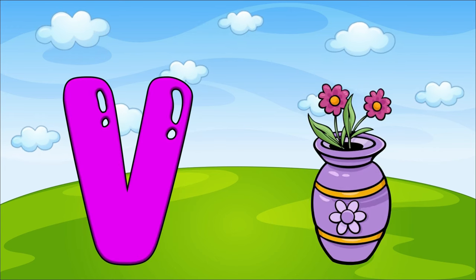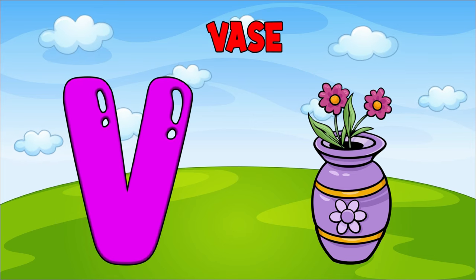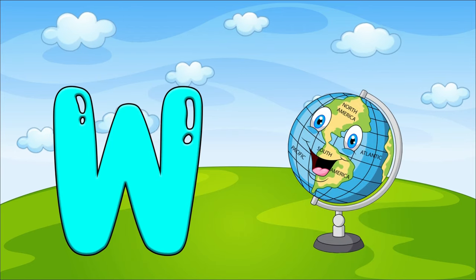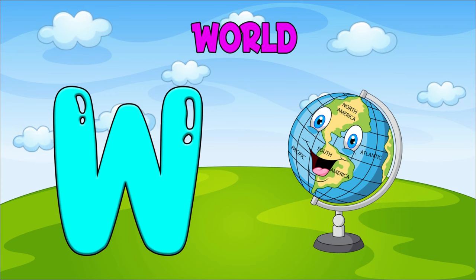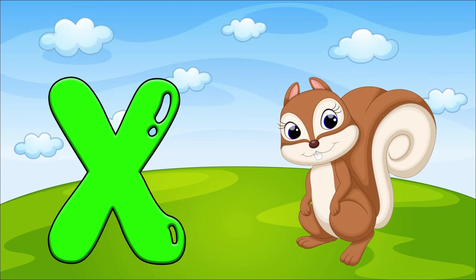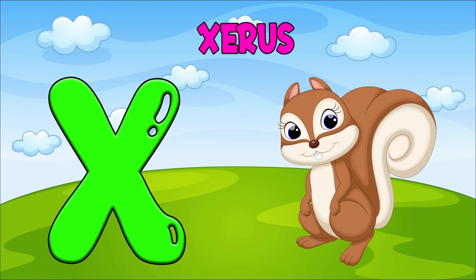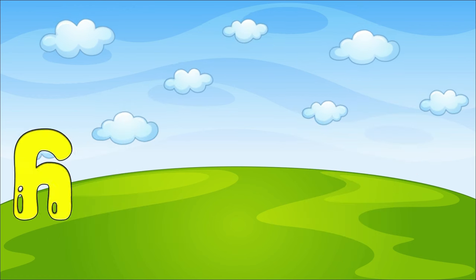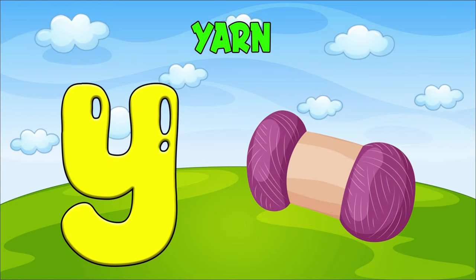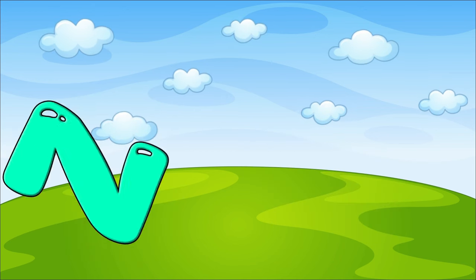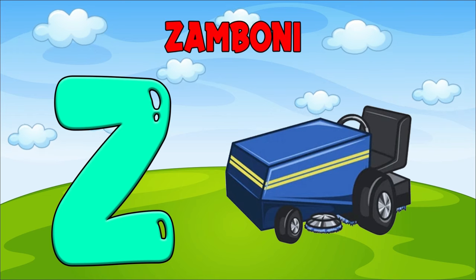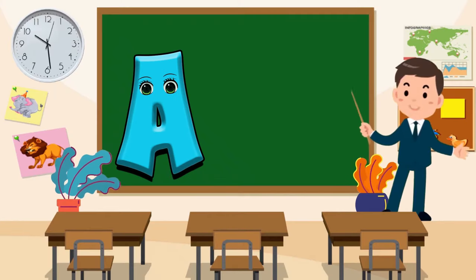V, whiz. W, world. X, Xeris. Y, yarn. Z, zombie. A is for Amarilla.